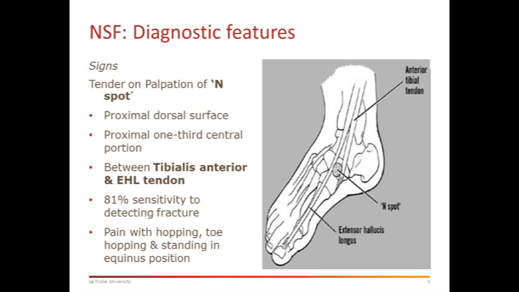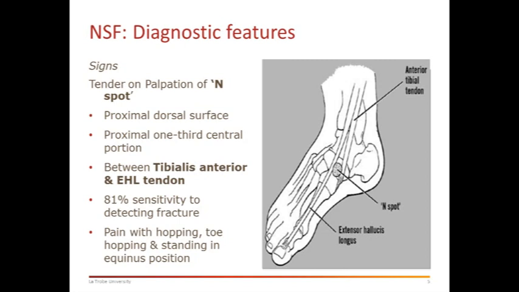The symptoms that the patient describes will certainly alert you to the possibility of a navicular stress fracture. However, you will still need to undertake your active and passive range of motion testing, as well as your muscle testing, to rule out the possibility of joint and or muscle involvement. But in regards to palpation, it's important that you palpate the N spot, which is the dorsal aspect of the navicular, roughly in the central third of the navicular, between extensor hallucis longus and tibialis anterior.